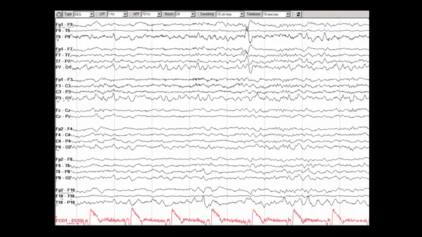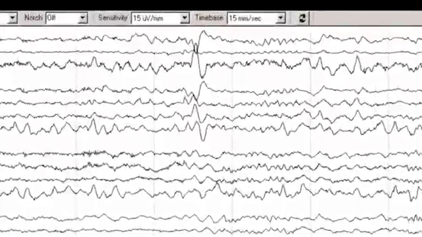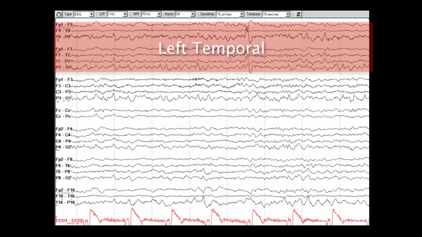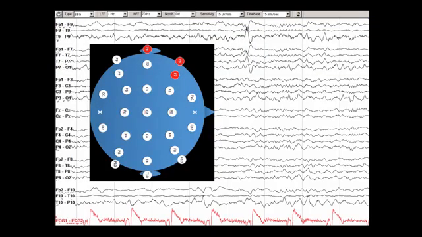Here I have a normal awake EEG in an anterior-posterior bipolar montage. Without going into too many details, there is a focal epileptiform discharge here. You can see that this is in the left temporal chain. I will go into how to sort out the polarity of this epileptiform discharge in a separate video, but here I've indicated the areas of maximum abnormality for this particular epileptiform discharge.